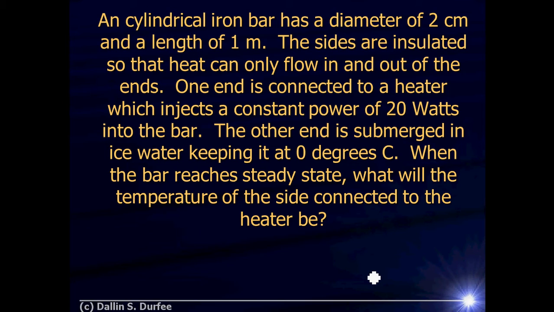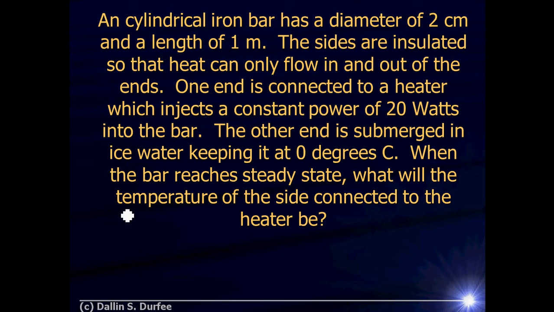The sides are insulated so that heat can only flow in and out of the ends. One end is connected to a heater which injects a constant power of 20 watts into the bar. The other end is submerged in ice water, keeping it at 0 degrees C. When the bar reaches steady state, what will the temperature of the side connected to the heater be?